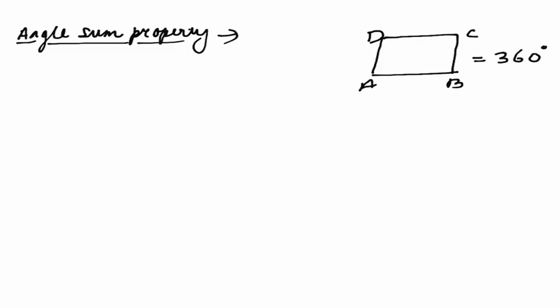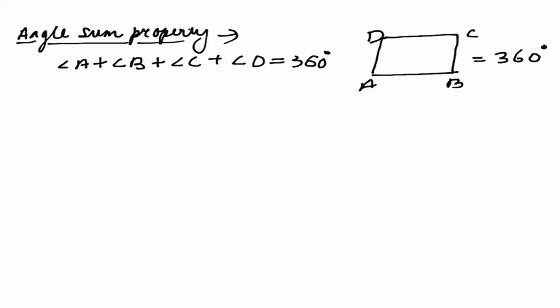Next we will see the angle sum property. Here suppose we have a quadrilateral. Now we will see what the sum of all the angles of a quadrilateral is. The sum of all the angles of a quadrilateral is 360 degrees. Now we have to prove that angle A plus angle B plus angle C plus angle D equals 360 degrees.